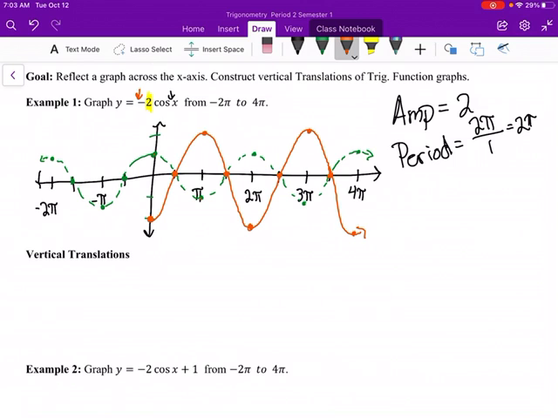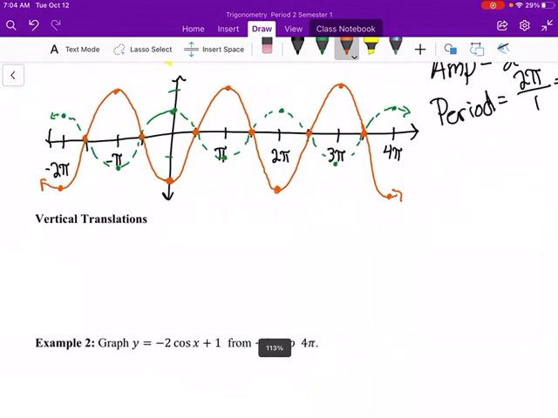If we continue that over on the other side, there we go. And this is how you would graph the function y equals -2 cosine of x. Okay. So that's what's going to happen to our graphs when we reflect it over the x-axis.